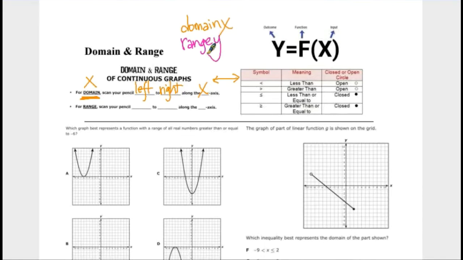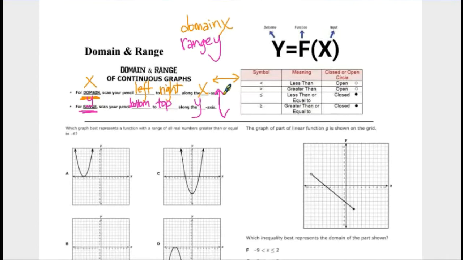Hopefully you said y. So keep in mind "domains and rangey." Every time you see range, you should put a y. And instead of going from left to right like domain, we're going to go from the bottom to the top along the y-axis. So again, we're going to look at the bottom of our graph and go to the top for range.